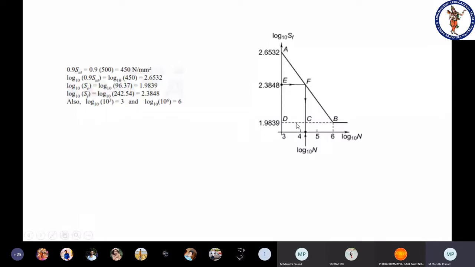So this will be equal to CD. This CD is equal to EF. As we have discussed in the morning session, by using similar triangles you calculate EF, where EF equals CD. Then by equating that with the life, log 10 of n, we can get the number of cycles. So we are calculating the fatigue life of the shaft from this particular figure.